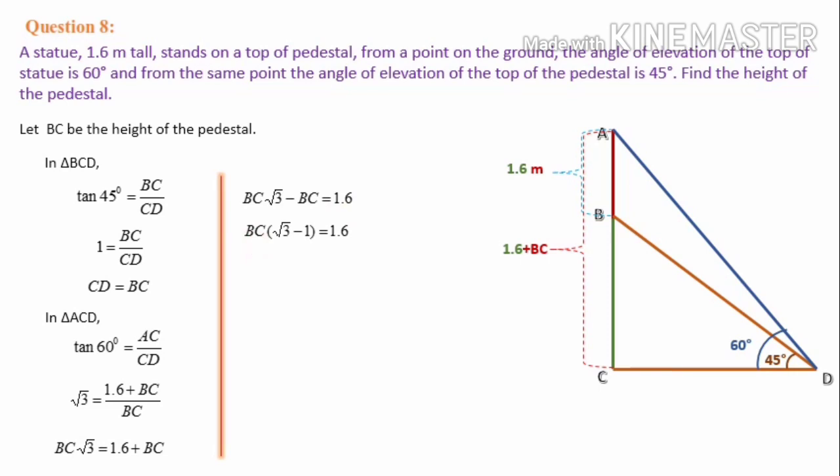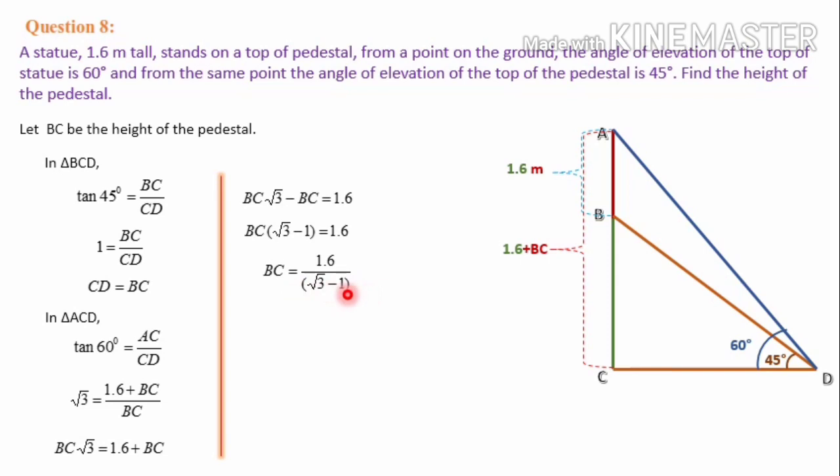From here we can take BC out. If you take BC common, the first time root 3 is left, the second time BC is out, only 1 is left. So BC into root 3 minus 1 is equal to 1.6. From here BC is equal to 1.6, and root 3 minus 1 comes as the denominator. When it comes to the right side, it comes as division: 1.6 by root 3 minus 1.